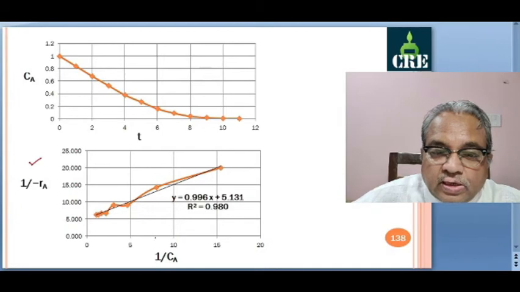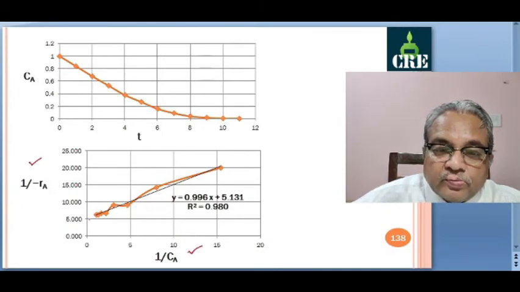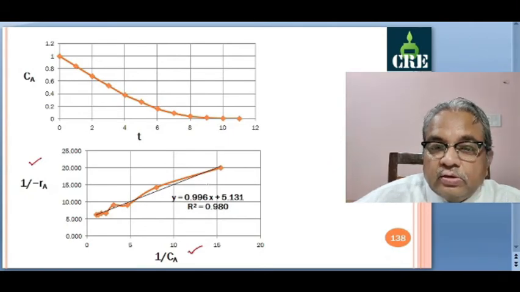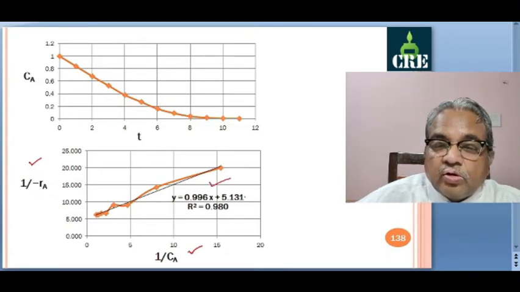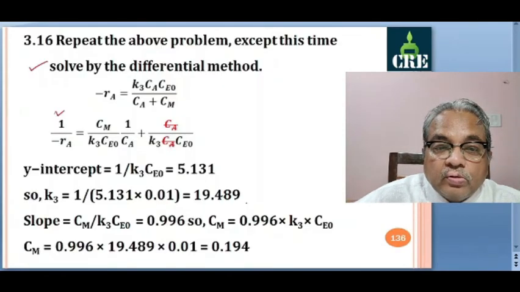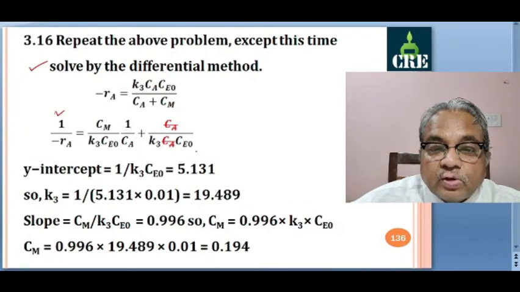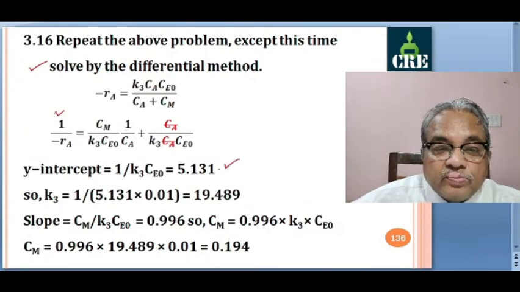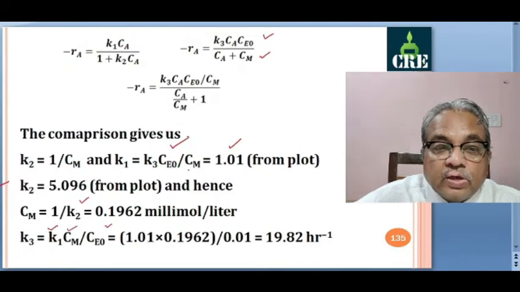So 1 upon minus Ra and 1 upon Ca, if you plot, you draw the best fit line. Again you can see the best fit line, few points are lying onto this straight line, and we have balance plus minus error. This equation is determined by Excel straight line fit equation you can obtain. So y is equal to 0.996x plus 5.131. Okay. So what you got here? Y intercept 5.131. Earlier case it was 5.096.